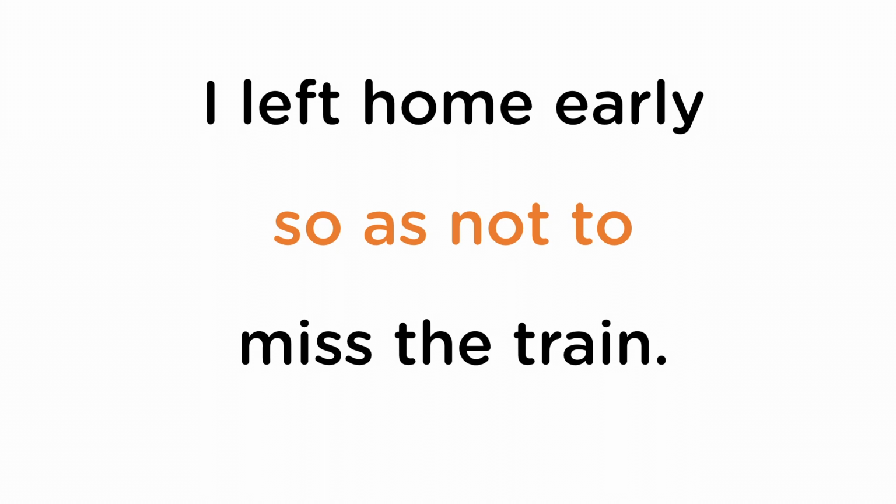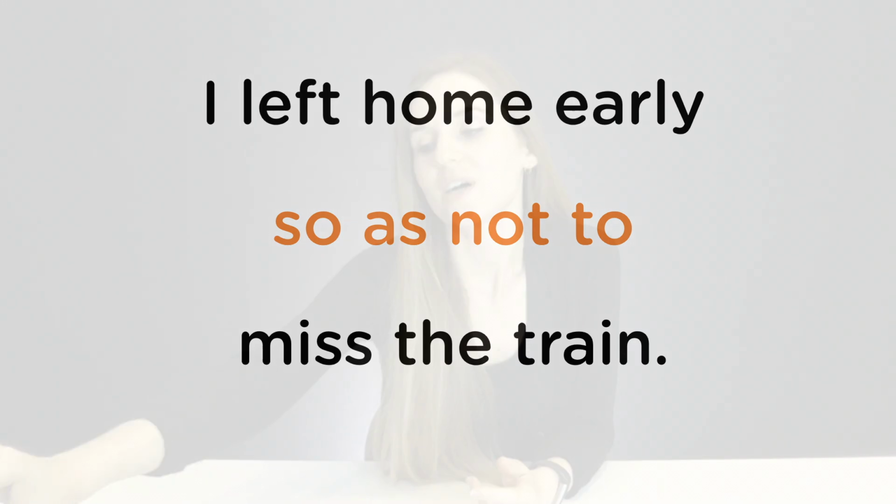So our first example here, related to our title: I left home early so as not to miss the train. So I obviously hate missing the train. It makes my morning terrible. And this kind of construction you can use to tell what you're avoiding. So in this case, I'm trying to avoid missing the train, so I can use so as not to. And remember, you can also use the conjunction in order not to.